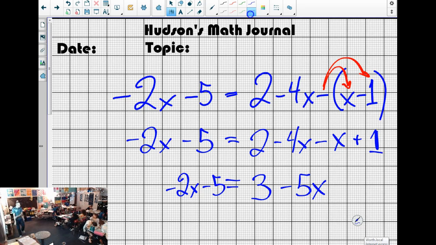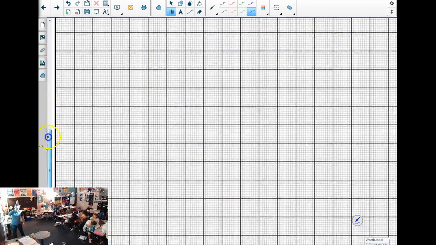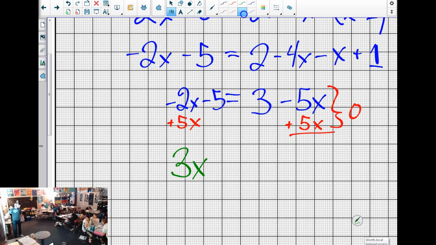Then we use inverse operations. My suggestion was look for the most negative x. So my most negative x is -5x. To get that to become 0, we add 5x because they are inverses of each other. This equals 0 if we care to think about it. But once you get skilled at this, you don't even really need to write that, you just know. This becomes 3x minus 5 equals 3.